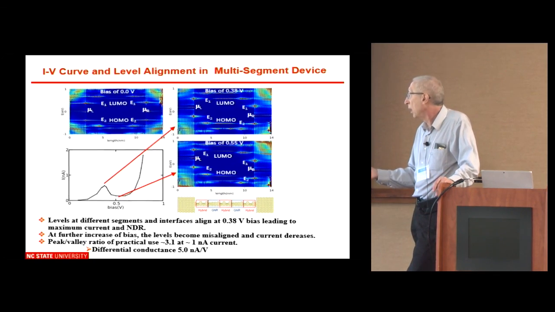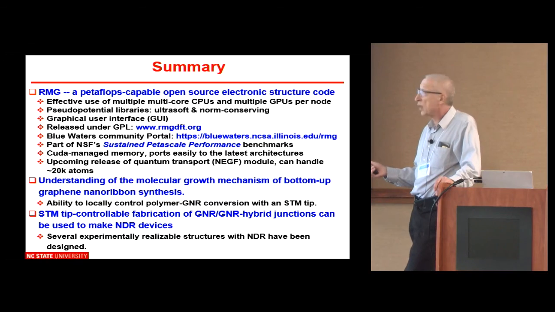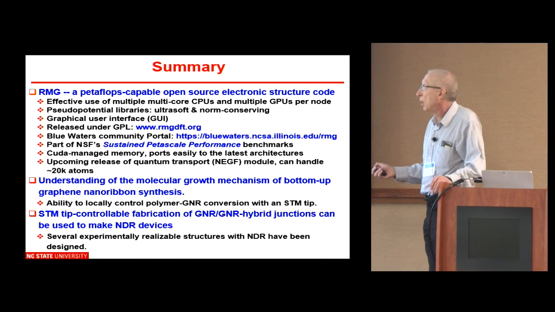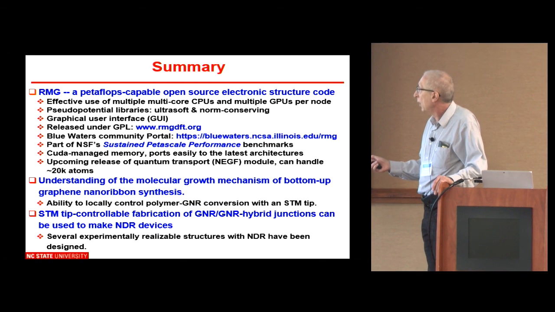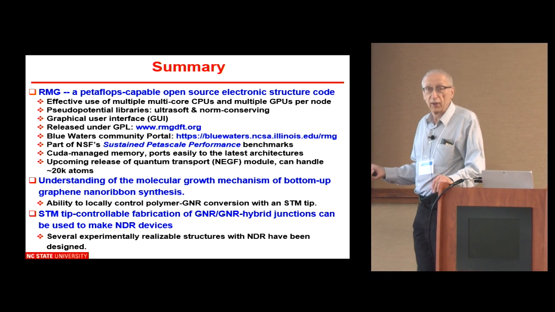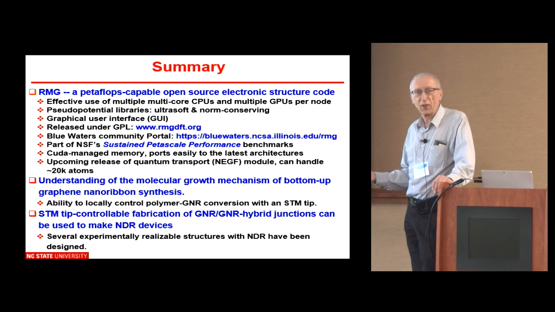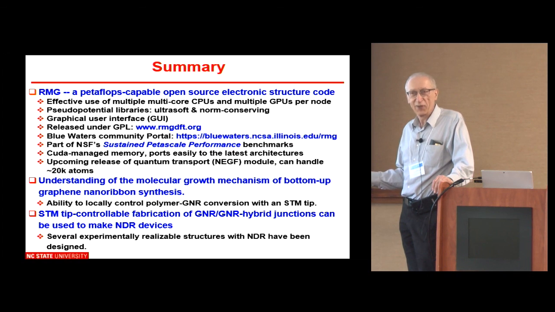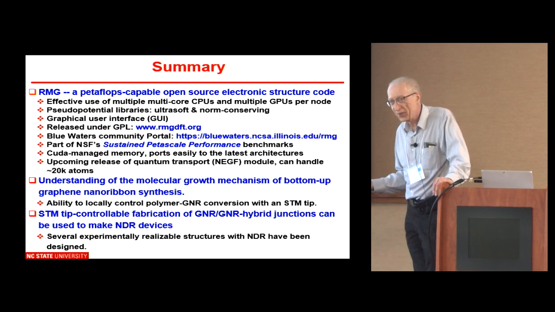We'll see for publication. So just to summarize, we talked about the petaflops-capable open source electronic structure code called RMG. Various features are listed here. You read faster than what I can tell you. It is going to run on the next generation system, no matter what it is and no matter where it is. The vendors had to make sure of it.